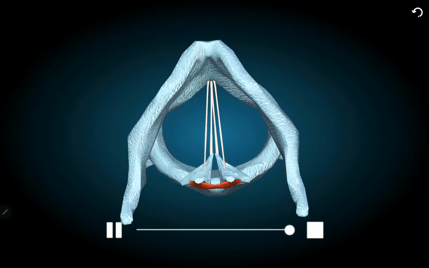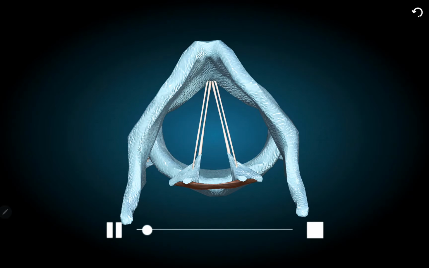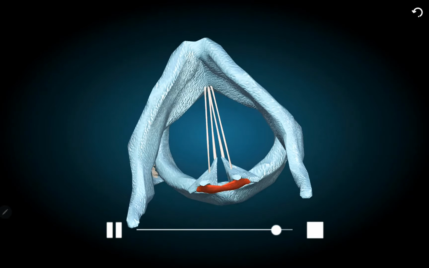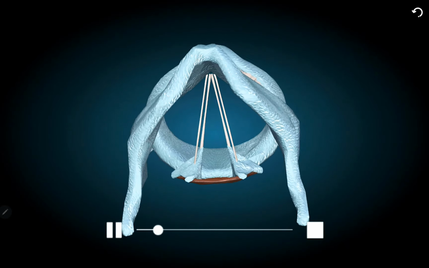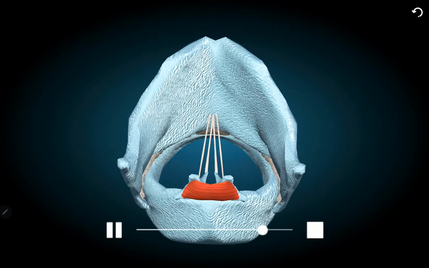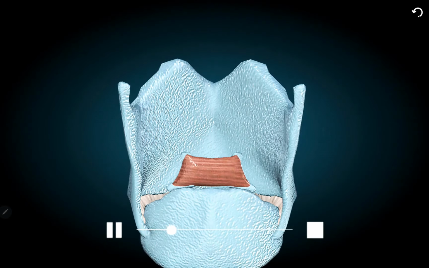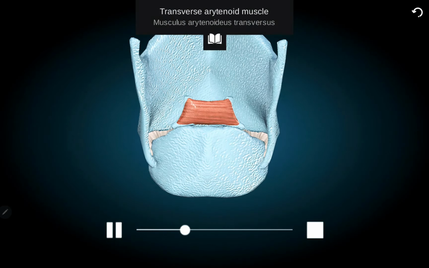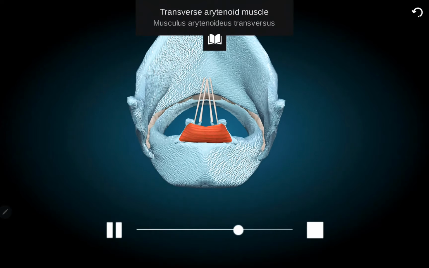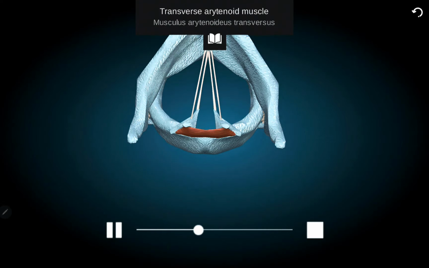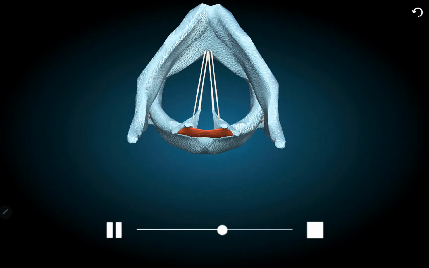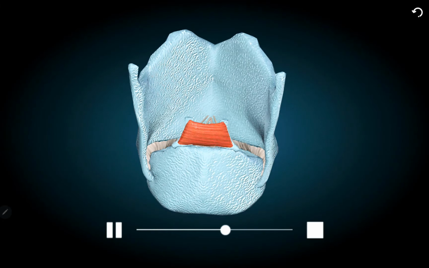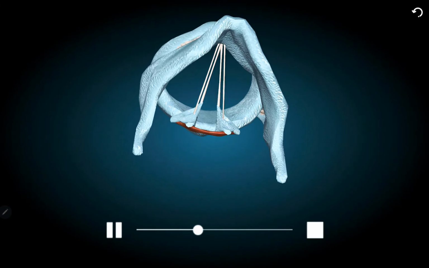So we have studied the lateral cricoarytenoid, which is closing the vocal cord, an adductor of the vocal cord, as well as the transverse arytenoid. This is the transverse arytenoid, and it is also an adductor of the vocal cord. It is closing. Once this muscle is contracting, it closes the vocal cords.